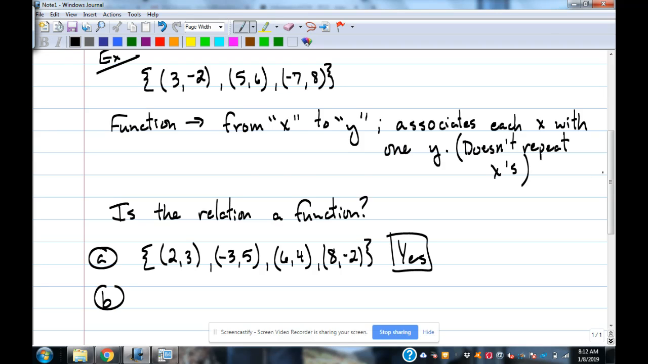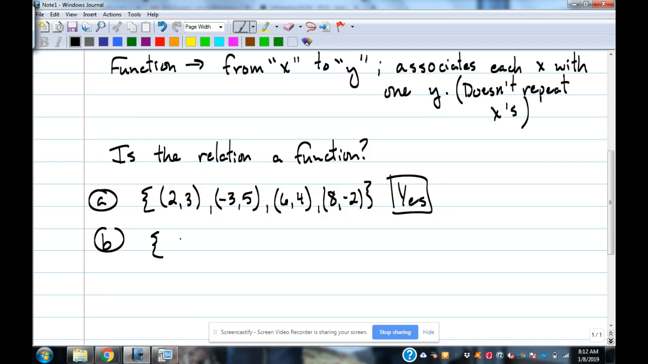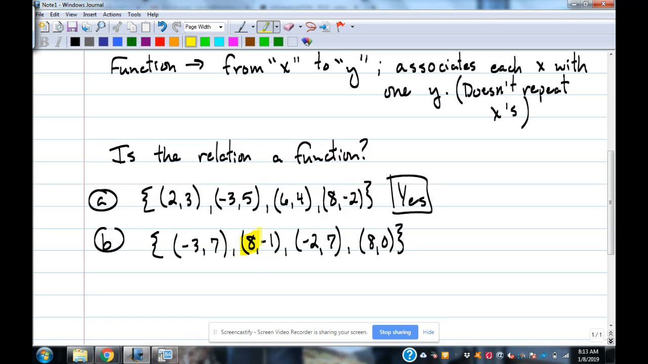Example B. Another set of ordered pairs, (-3, 7), (8, -1), (-2, 7), (8, 0). There's a relation, a set of ordered pairs. Is that a function? Why or why not? It's not, because the X repeats. What X repeats? 8. So we got a repeating X value of the 8 there, so it's not a function.